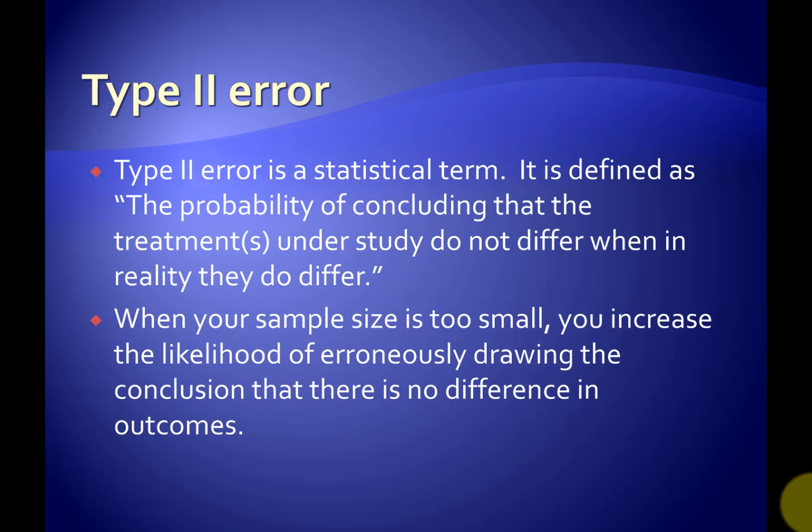We can control type 1 by adjusting the level of risk we are willing to take. Remember significance levels? How you set your alpha? However, type 2 errors are not directly controlled and are related to such factors as sample size.